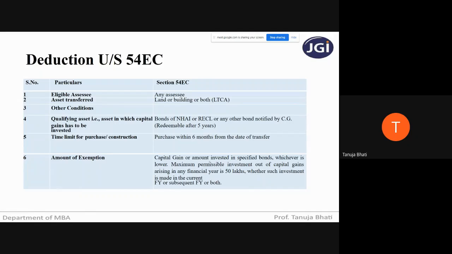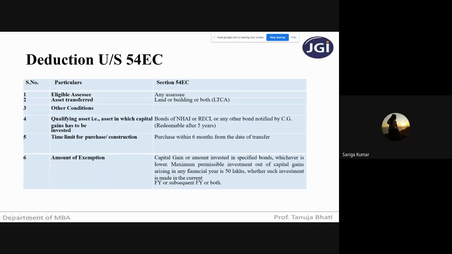So here the SSC should be transferring a land or building, but it should be a long-term capital asset. So obviously you'll get a long-term capital gain. That long-term capital gain should be invested in the bonds of NHAI or RECL, Rural Electrification Corporation Limited, or any other bond that has been specified by the central government. They should be redeemable only after 5 years. You should purchase those bonds within 6 months from the date of transfer. So is this particular deduction clear students?